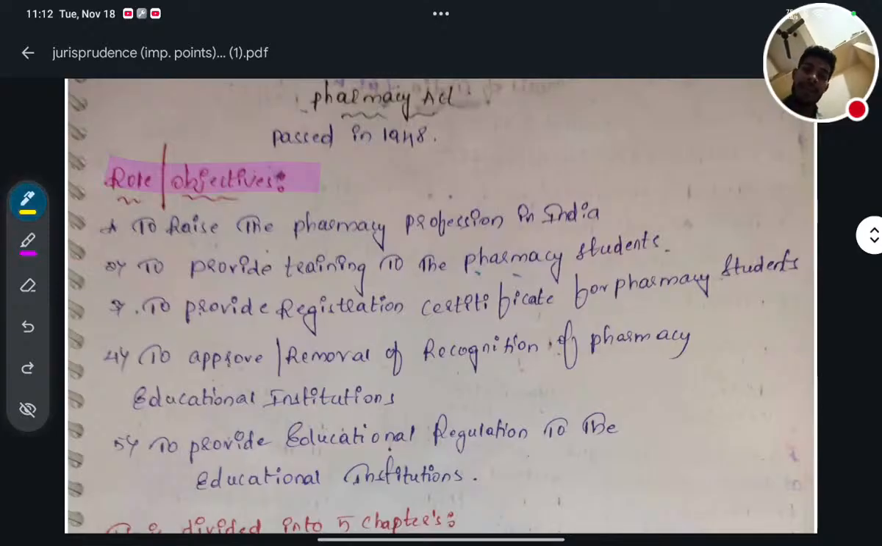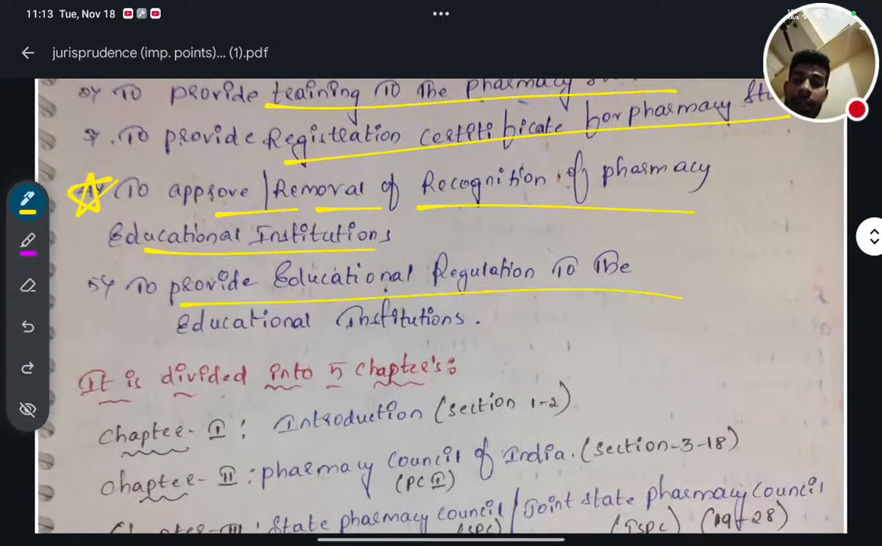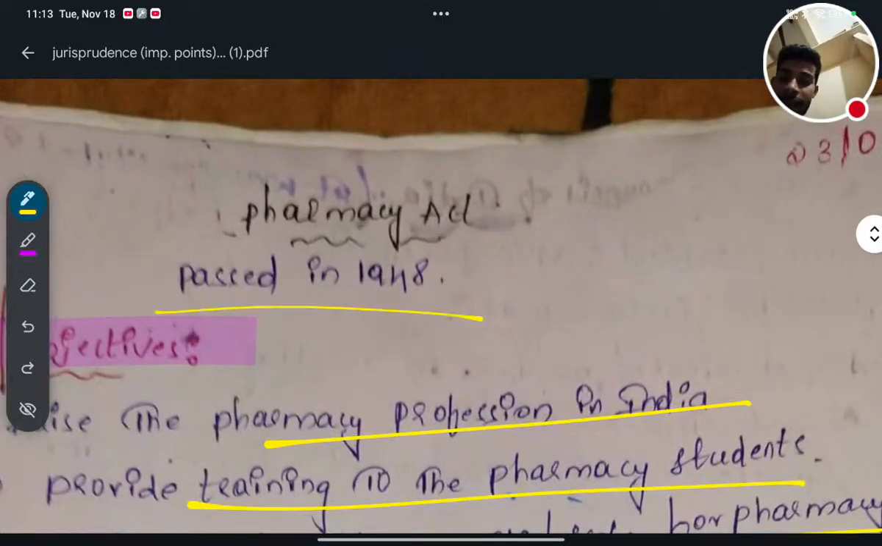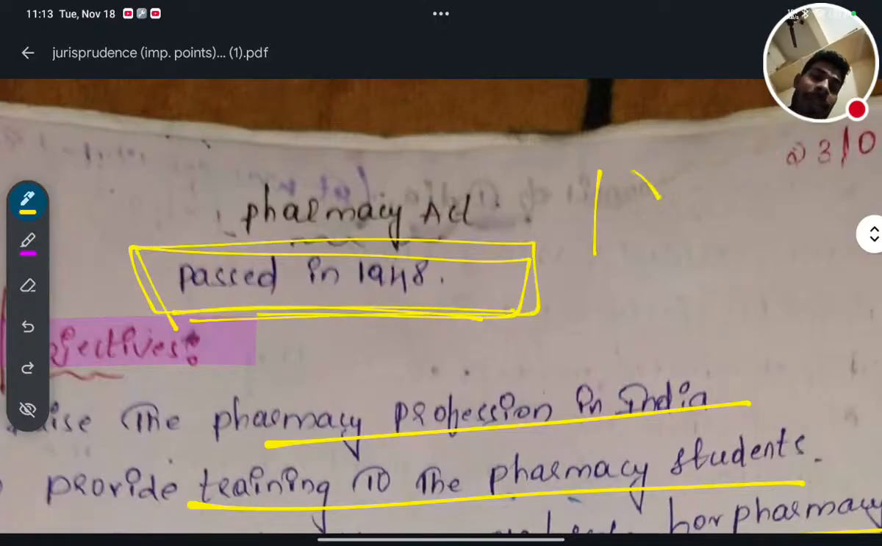To raise the pharmacy profession in India, to provide training to the pharmacy students, and to provide the registration certificate for the pharmacy students, to approve or renew the recognition of pharmacy educational institutions, and to provide the educational regulation to the educational institutions. The most important point here is that the Pharmacy Act passed in 1948. You have to remember the Pharmacy Act passed in 1948.